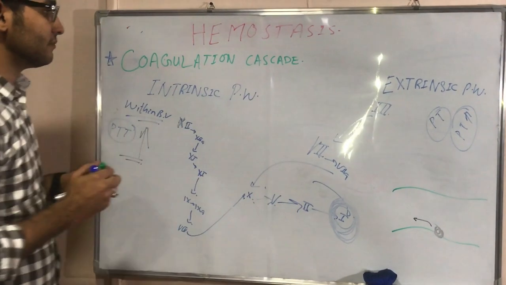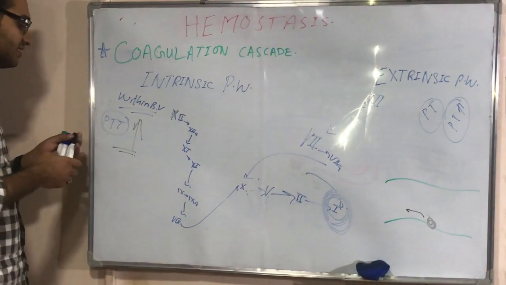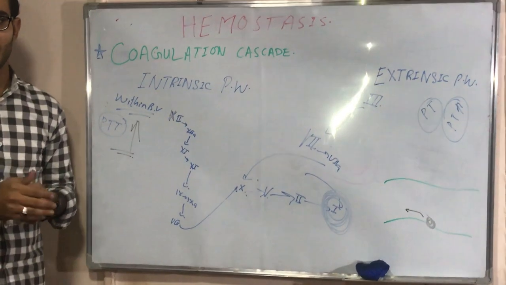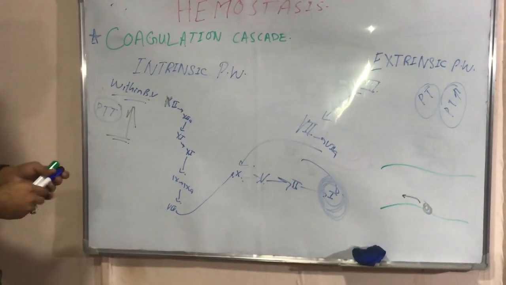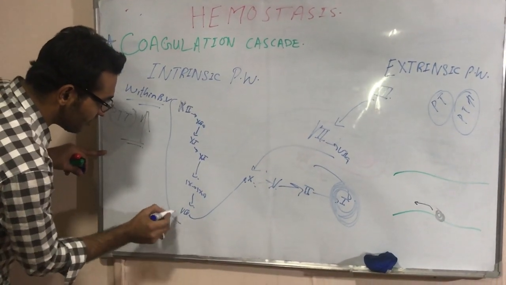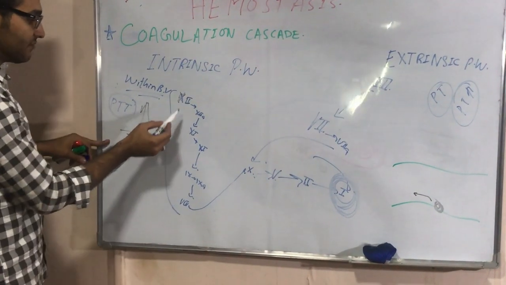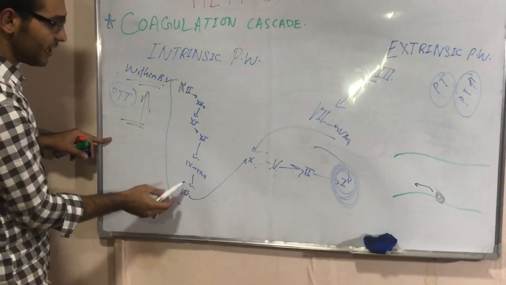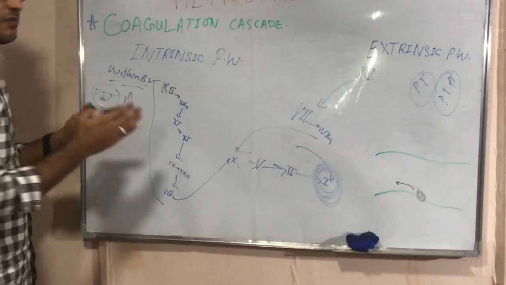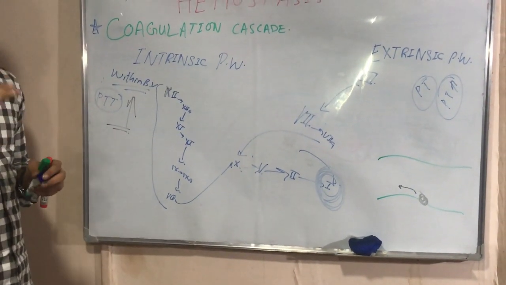This is all the mechanism known as the intrinsic pathway and the extrinsic pathway. The intrinsic pathway has a longer clotting time. Why? Because it has more clotting factors than the extrinsic pathway. It has 12, 11, 9, 8, but the extrinsic pathway has only the 2.